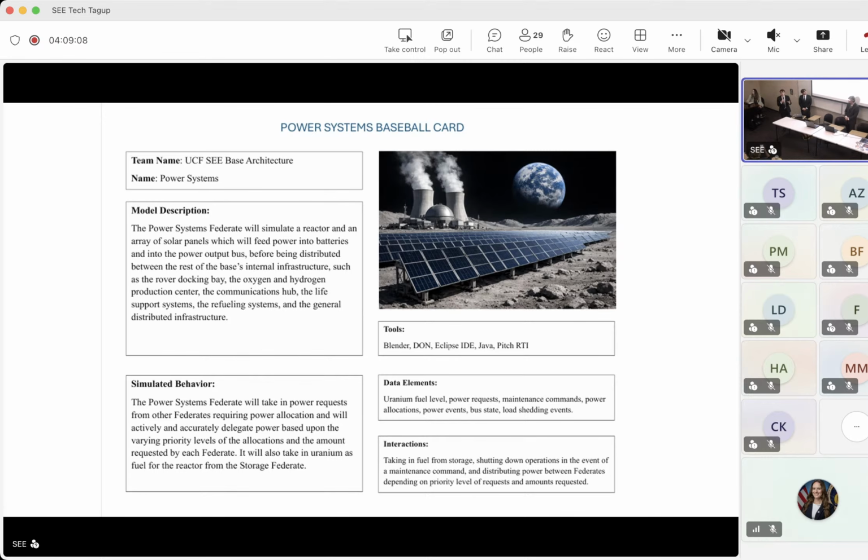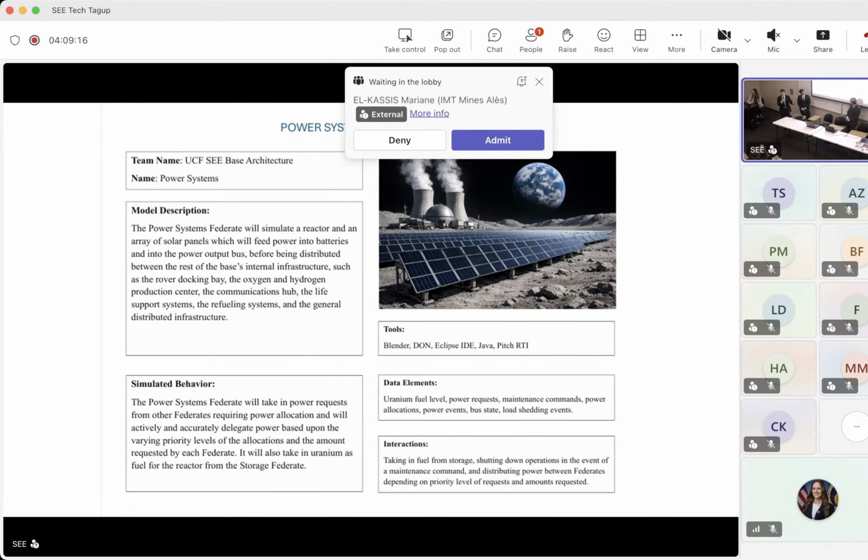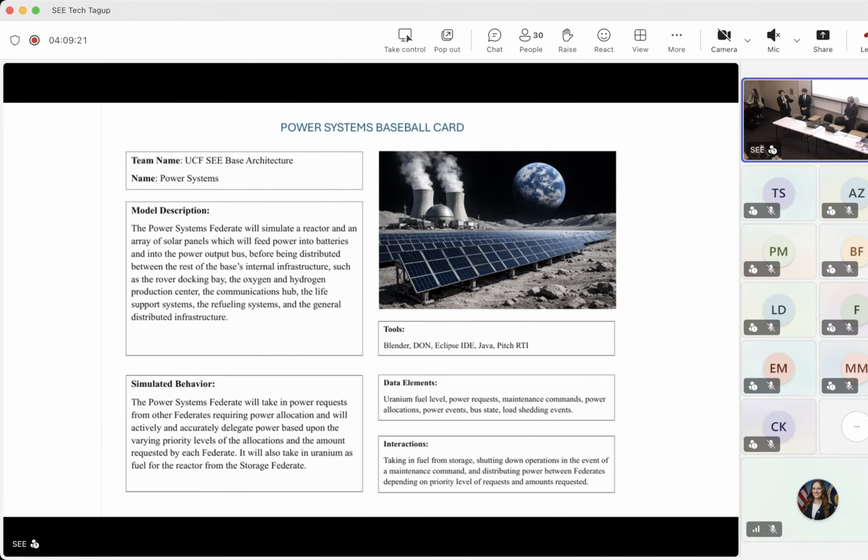The nuclear fission reactor is going to generate baseline power for the base, which will be supplemented by the solar panel array. Any excess power will be stored in the battery, and then it will be distributed throughout the base by the power output bus. It's going to execute this power distribution through power requests it will take in from external federates at each time step. It will then sort them by their priority level and then allocate each of them according to the amount of power they requested in kilowatts.